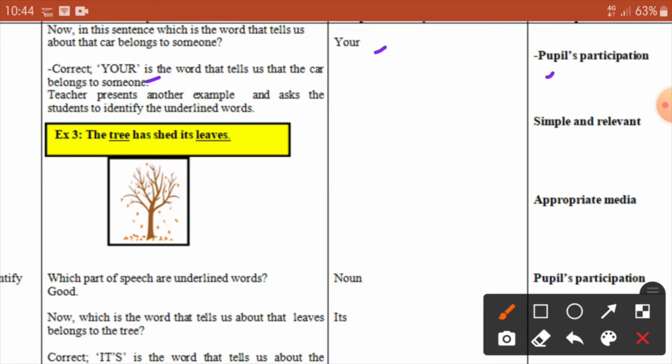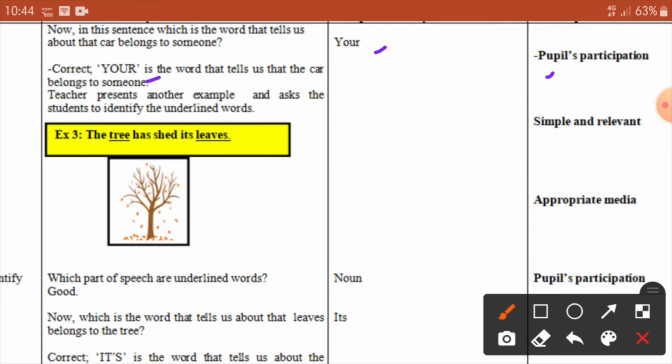It means, if you remember in the previous example, at the end of the example, I reached that particular word. Yes, correct. Her is the word which shows the belongingness. Here in the next example, I have come here. Yes, correct. Your is the word that tells us the car belongs to someone, right? Now the teacher presents another example and asks the students to identify the underlined words.